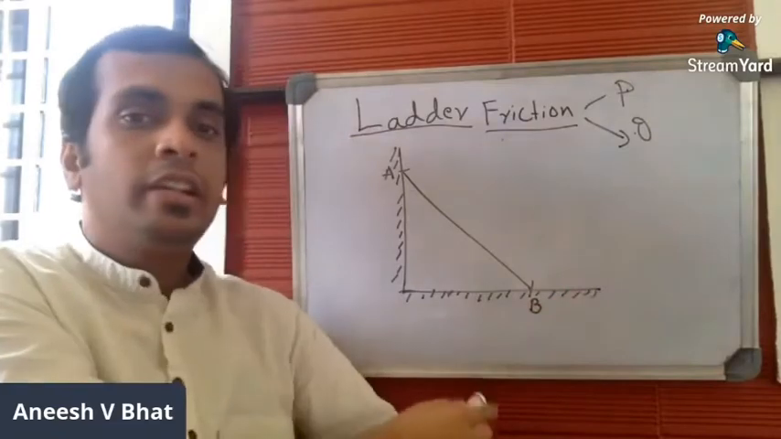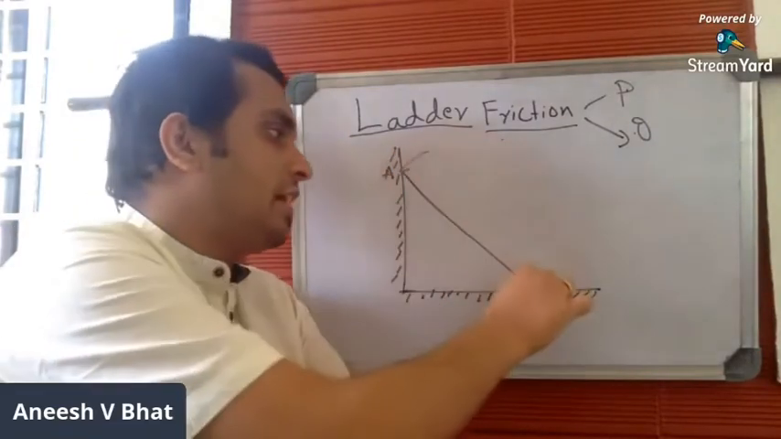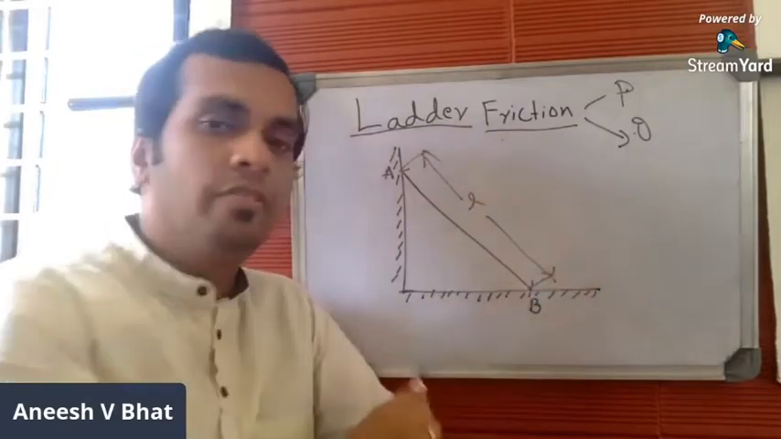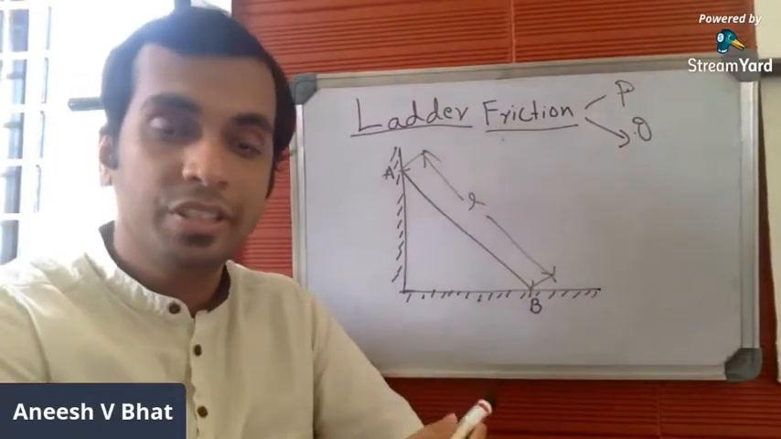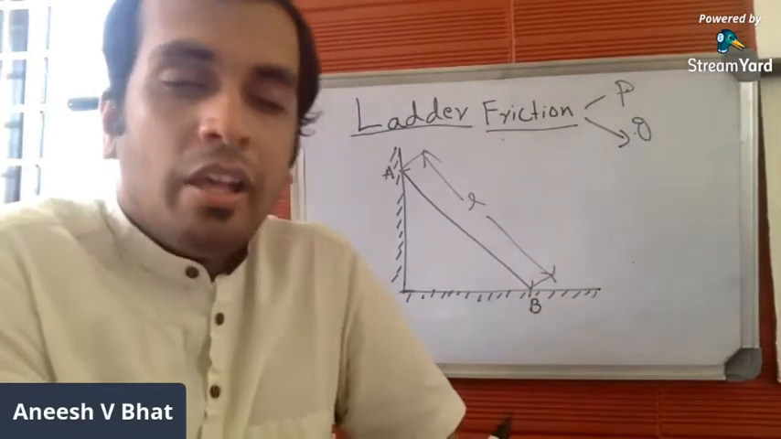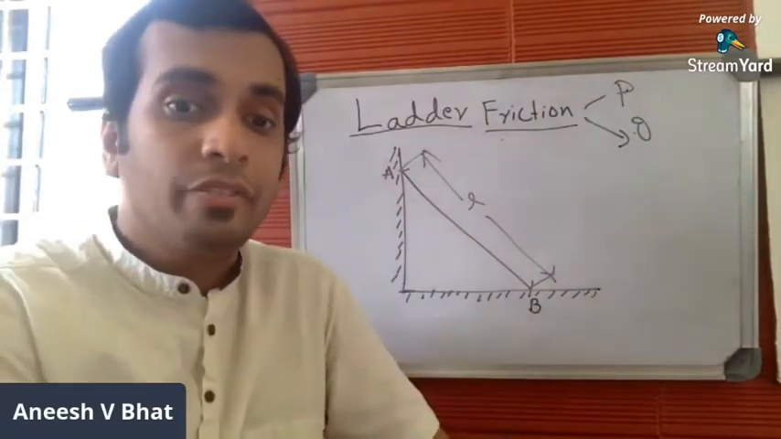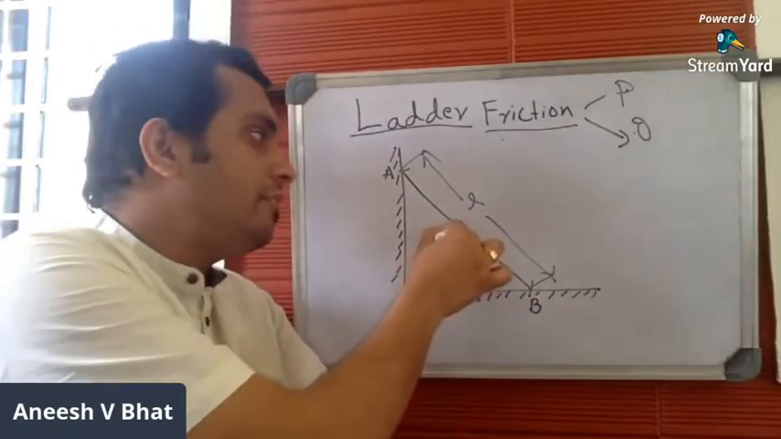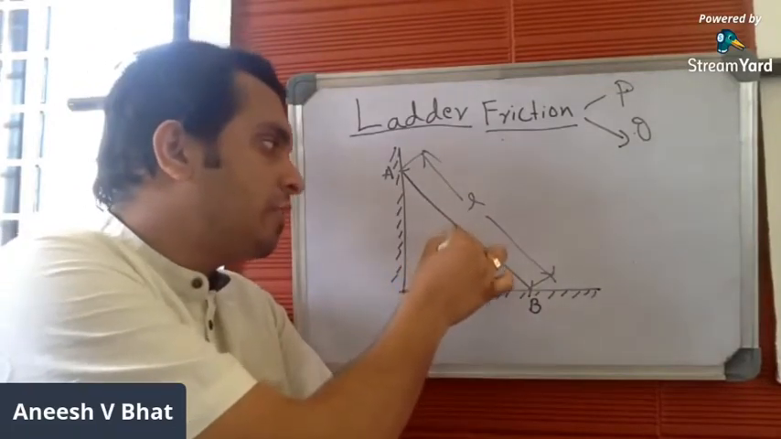Now let me consider the length of the ladder as L. Length will always be the inclined length. Now, step number 1 is to mark the self-weight of the ladder. Self-weight of the ladder will always move vertically downwards.